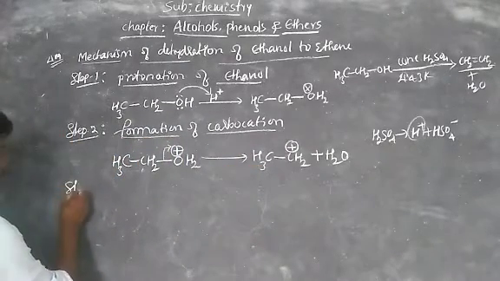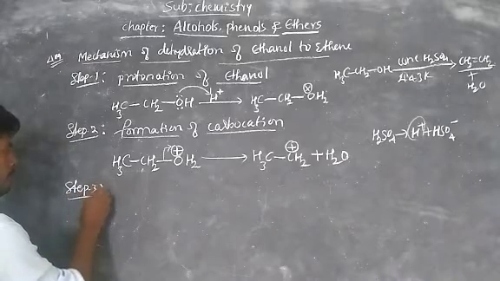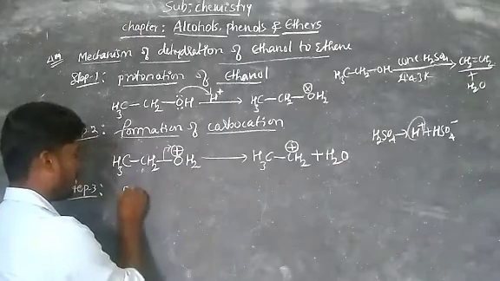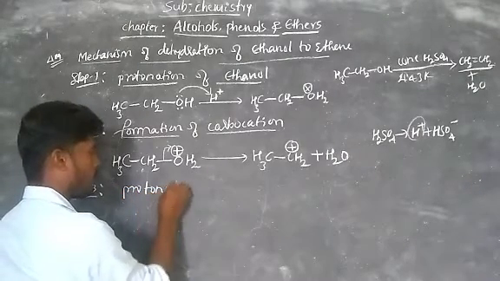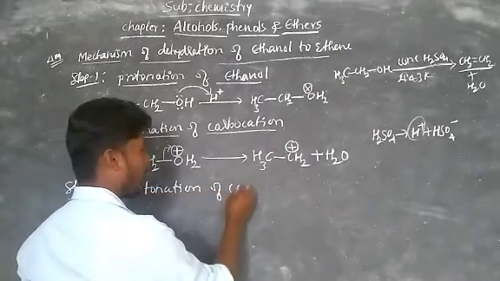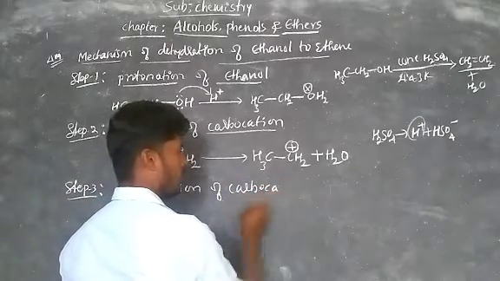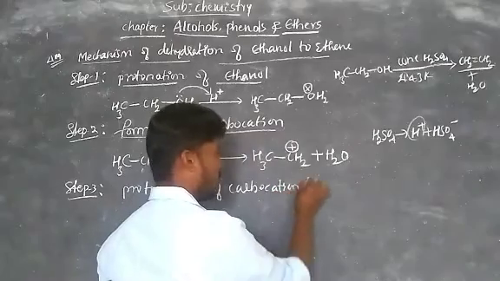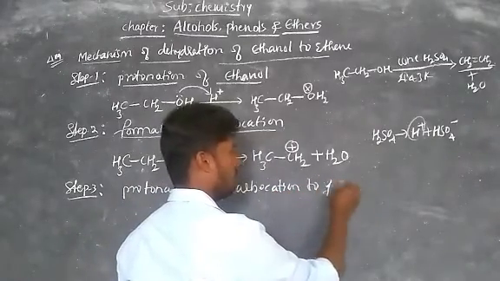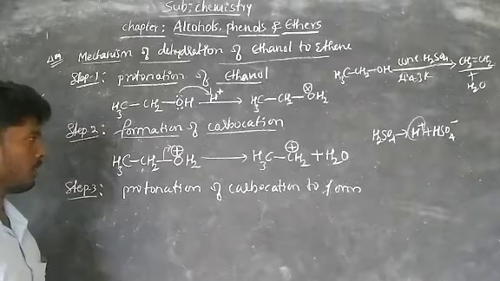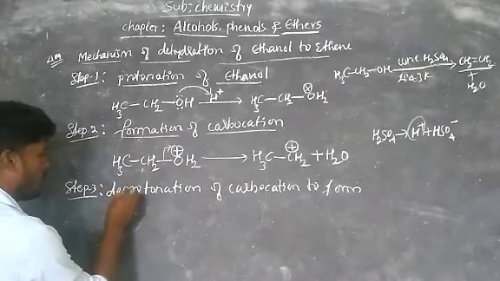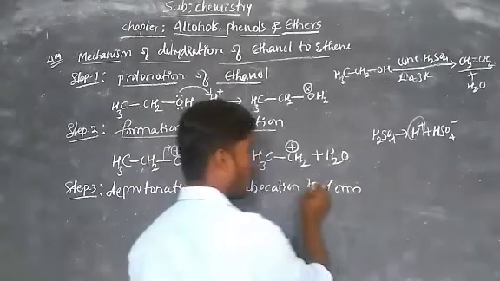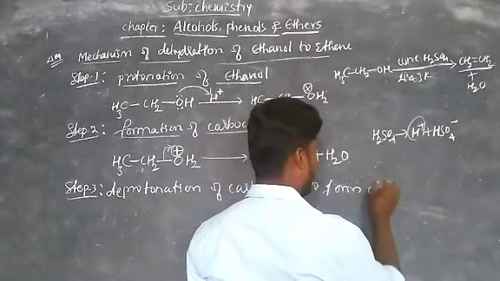Then step 3. Step 3 is protonation of carbocation. This is carbocation. Protonation of carbocation to form, sorry, not protonation, deprotonation, removal of proton, that is deprotonation of carbocation to form alkene.